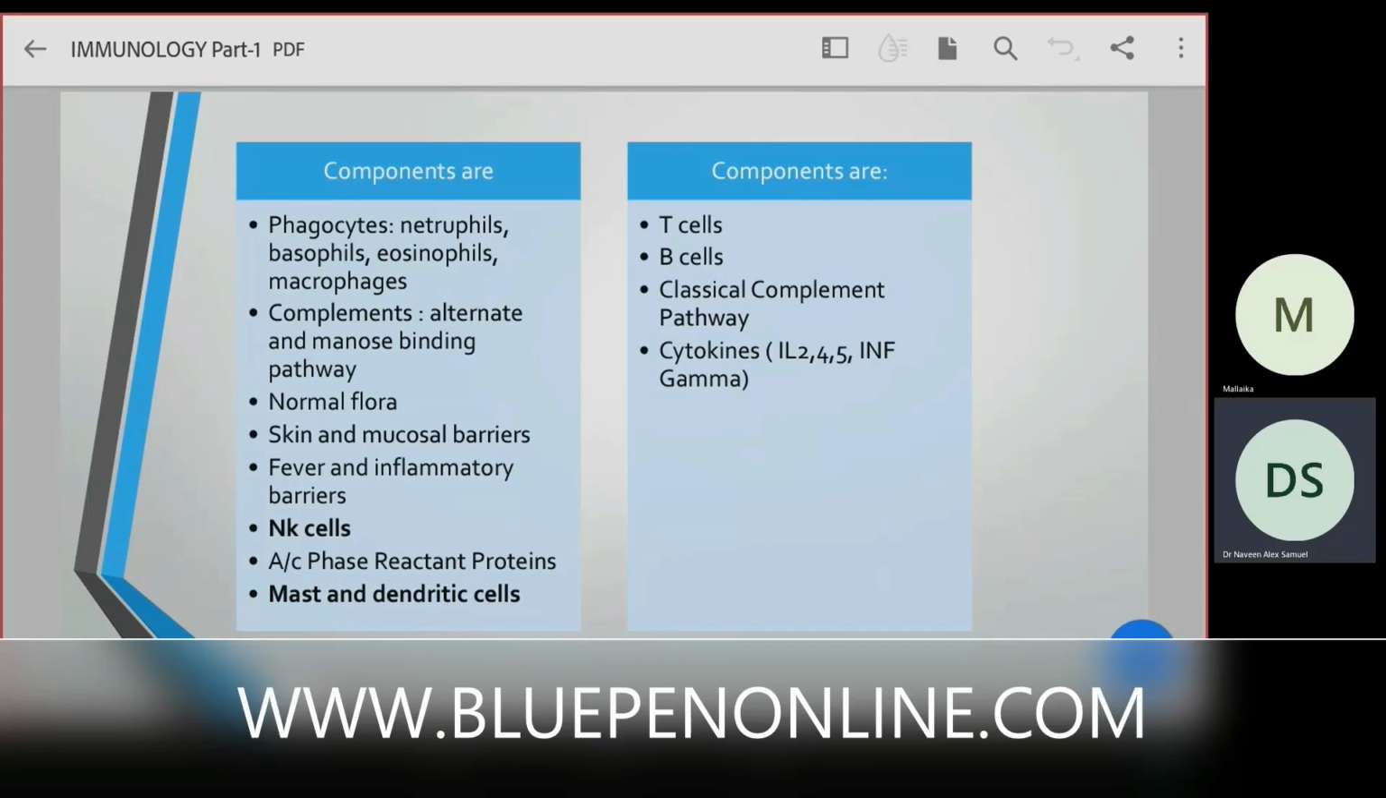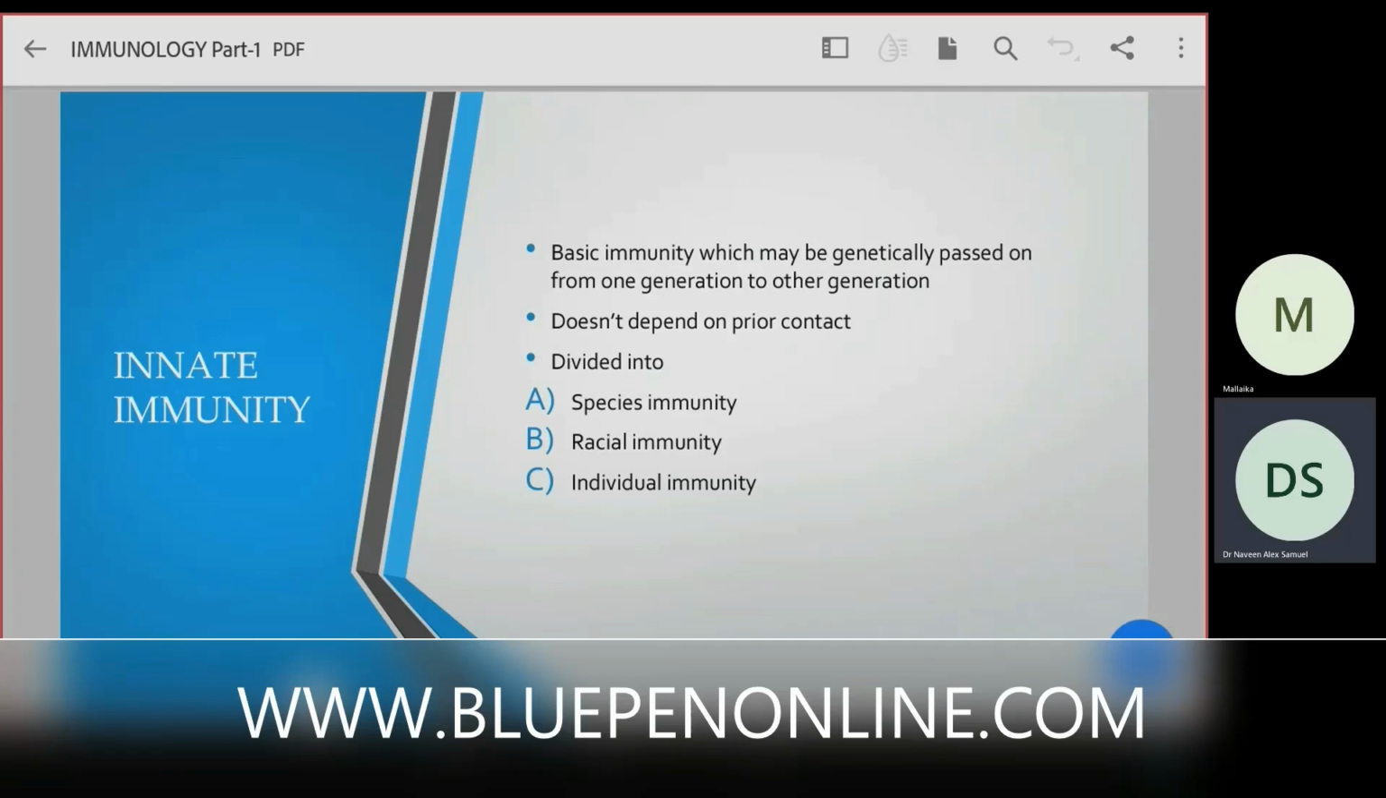Then next is cytokines, which include the interleukins 2, 4, 5 and interferon gamma. These are components of acquired immunity. So acquired immunity includes T and B cells, which we should know properly, then the classical complement pathway, then cytokines including interleukins 2, 4, 5 and interferon gamma. Now I'll tell you in detail about each immunity properly.